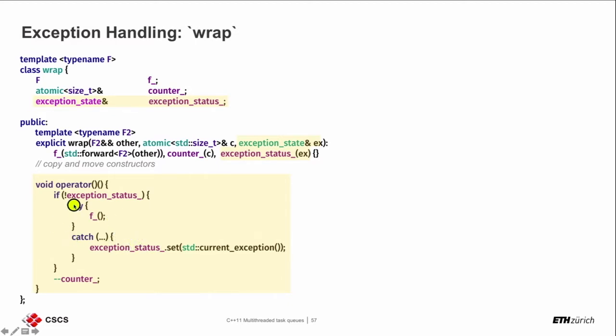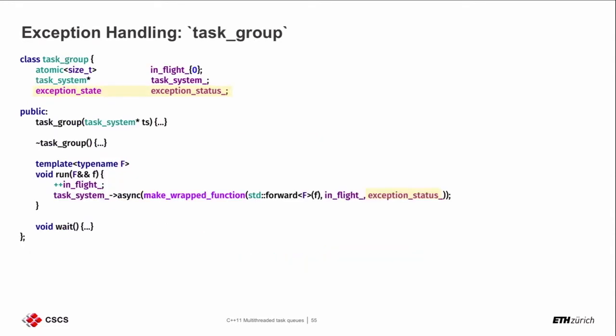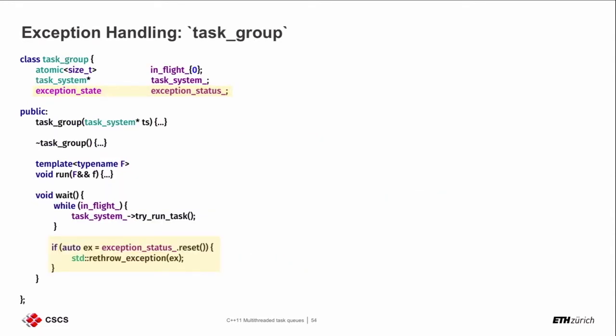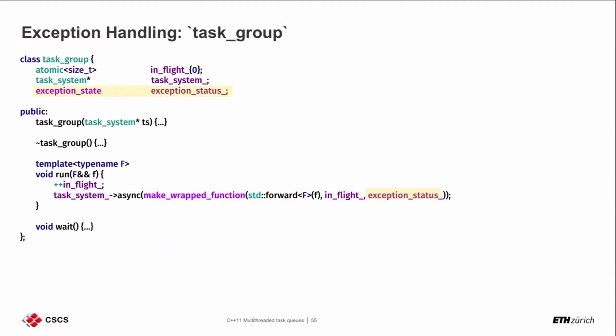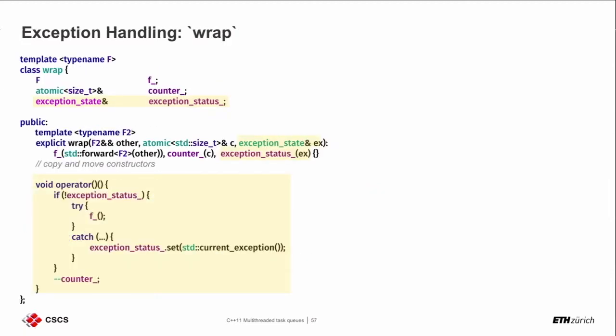Now we want to put it in a try-catch block. But before we go and try to execute the function, what we're going to do is we're going to check the exception status. And if the exception status is true, then we don't want to execute the function. We just want to decrement the counter, okay? And this way, our wait will always go down to 0, but it won't necessarily mean that all of the tasks have been executed, which is fine because we don't want the tasks to be executed in case we have an exception.